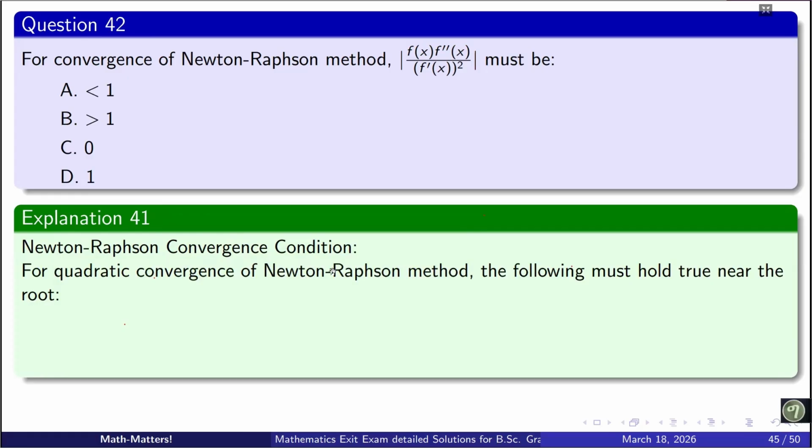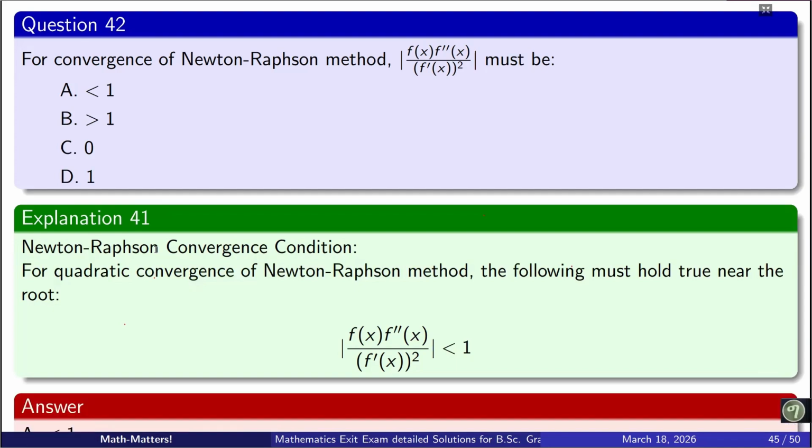For quadratic convergence of the Newton-Raphson method, the following must hold true near the root of the given equation. That means f of x times the second derivative of f at x over the square of the derivative of f at x must be less than 1 in magnitude. If this condition is satisfied, the Newton-Raphson method will converge to the exact, or a better approximate, root of the given equation. So the answer is A.